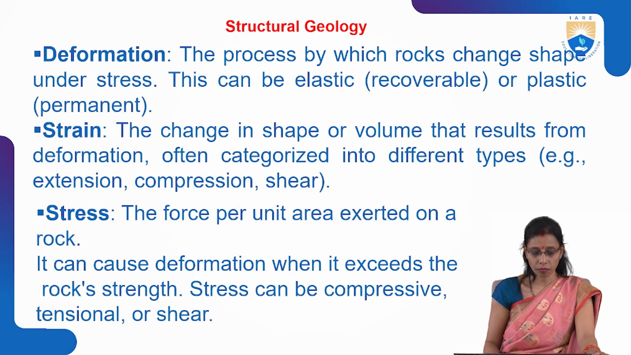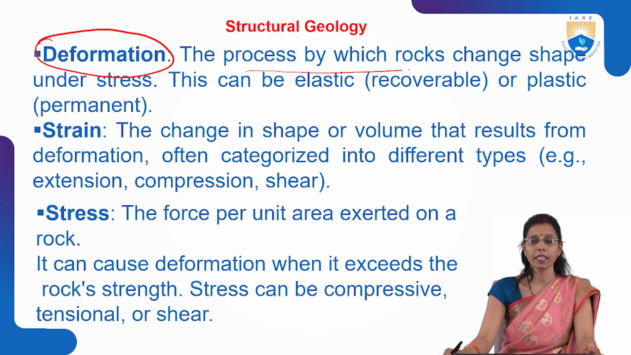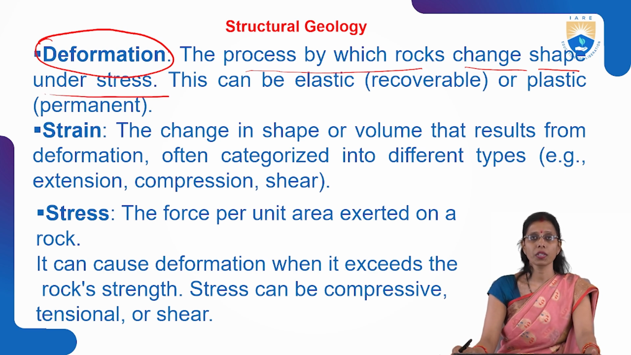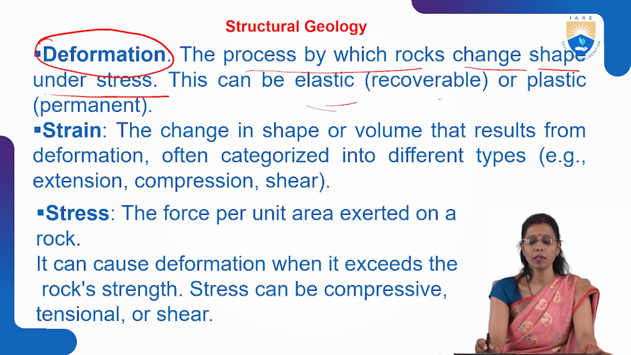and this deformation influences the earth's surface and features. Now, what is deformation basically? It is the process by which rocks change shape. Deformation is very important, and it continuously happens. It is the process by which rocks change shape under stress. Under stress, whether the temperature is high or low, the deformation can be elastic or plastic. Elastic means recoverable, so we can recover it, while plastic means it will permanently change its shape. That we call deformation.